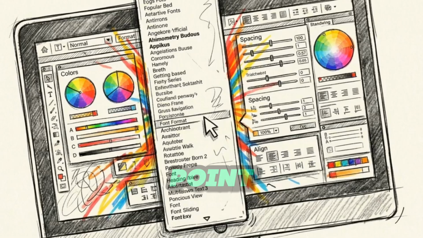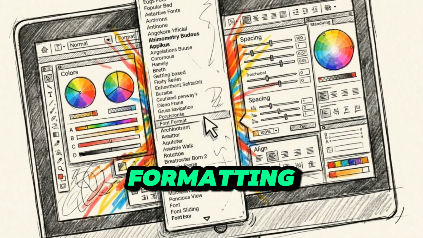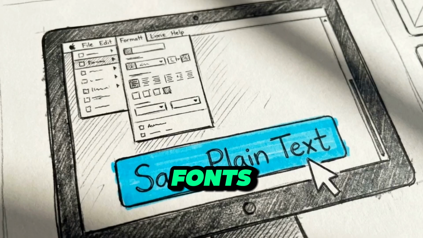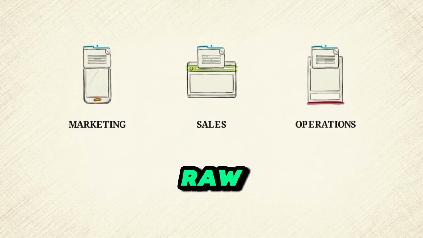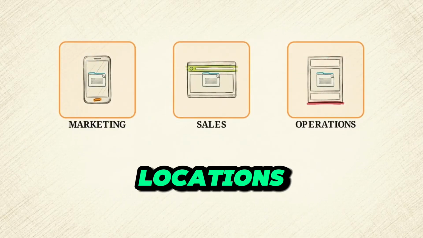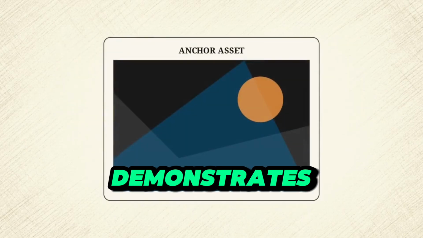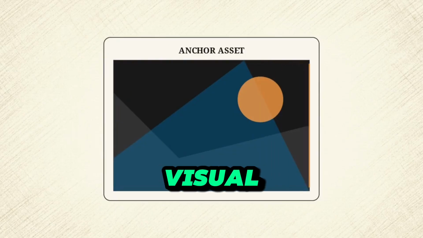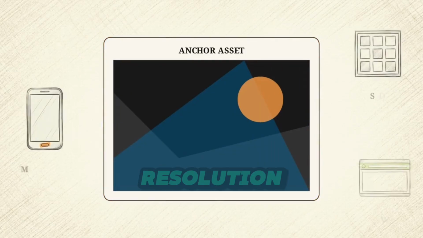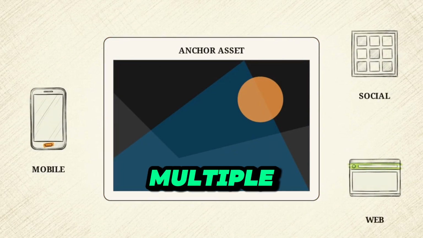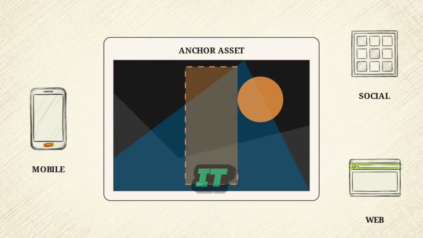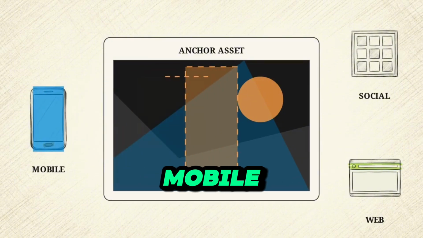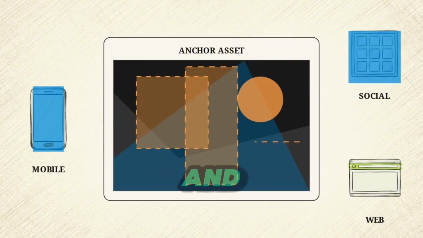The main failure point here is getting bogged down in formatting. Do not worry about fonts or styling right now. Your only job is deploying the raw value into its new locations. This wireframe demonstrates the extraction method for visual assets. A single high-resolution photograph contains multiple compositions. You slice it into a vertical cut for mobile, a square cut for your grid, and a wide cut for a banner.